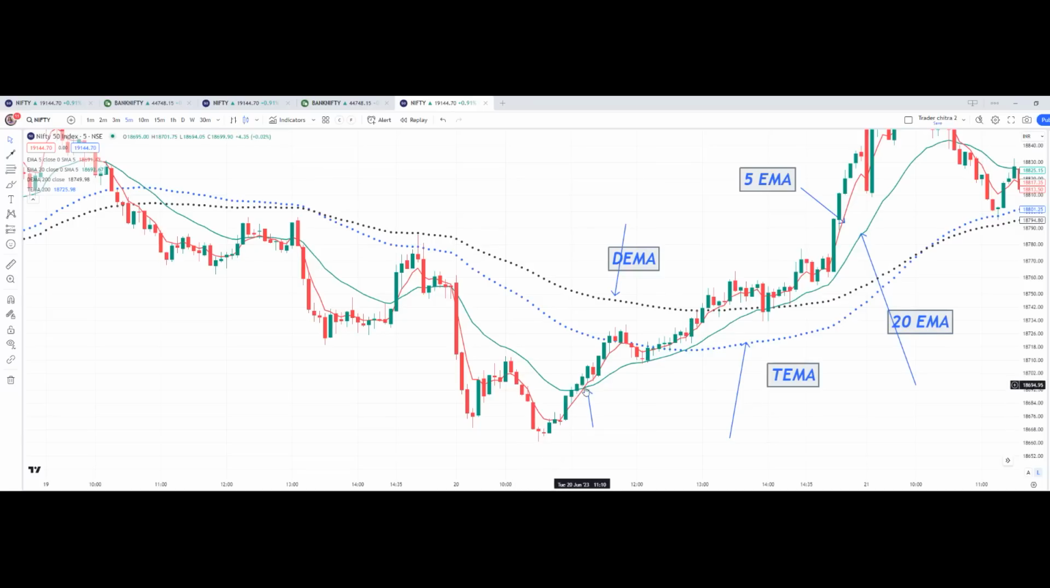Again, we got the bullish cross here, so we can enter into the long trade. But if we enter into the long trade, we can see there is resistance, that is the DMA and the TMA. So we can book our profits here.